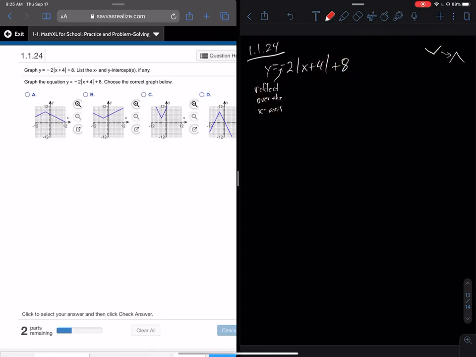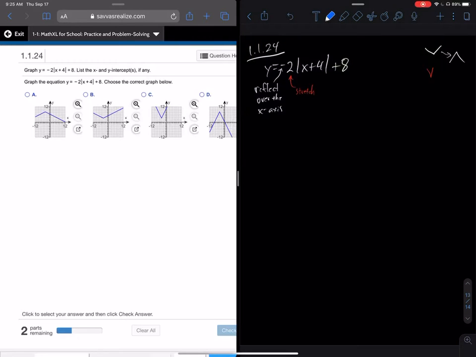This 2 tells me that my graph is going to be stretched. It's going to be stretched by a factor of 2, which means it's going to look like it's getting pulled longer. Rather than being this normal curve, it's going to look a little bit more narrow, because we're trying to make it taller.